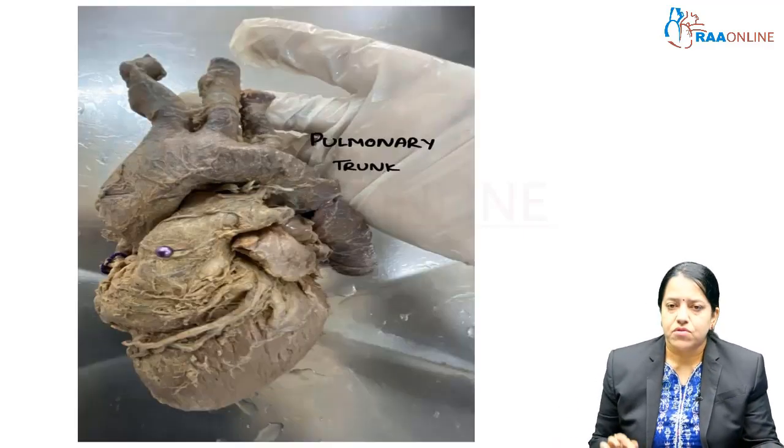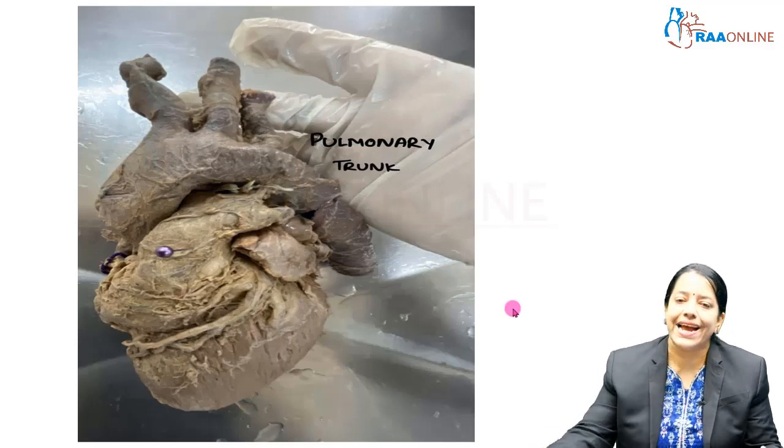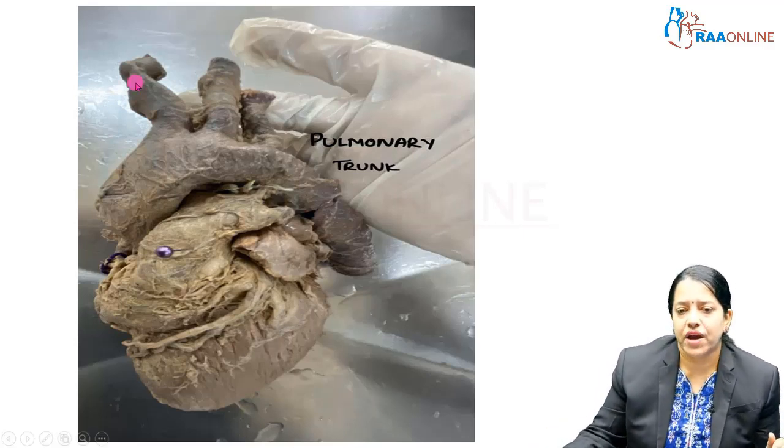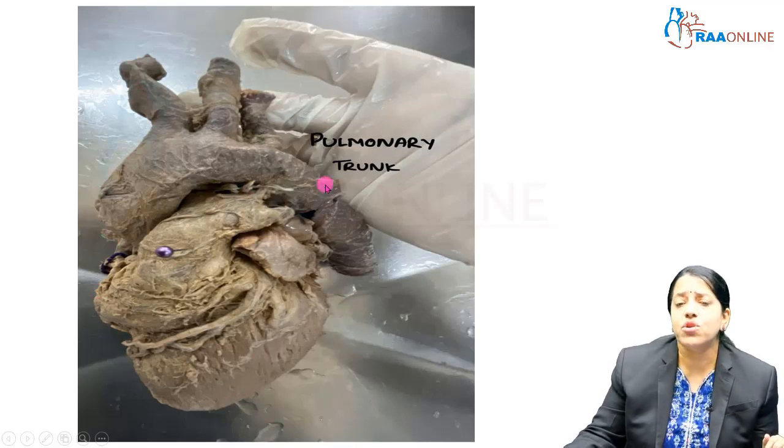Today we are going to talk on the spotters or the spot identifiers of the thorax region. So coming to the first spotter on the cadaveric specimen for the thorax, we have kept the heart. And here I have focused more on the vessels which are coming out of the heart.